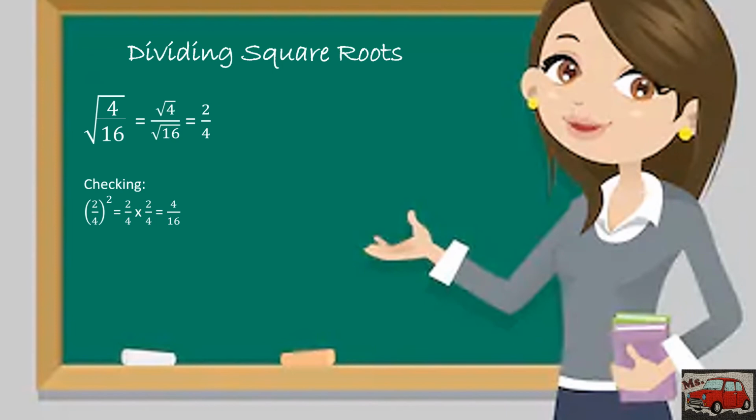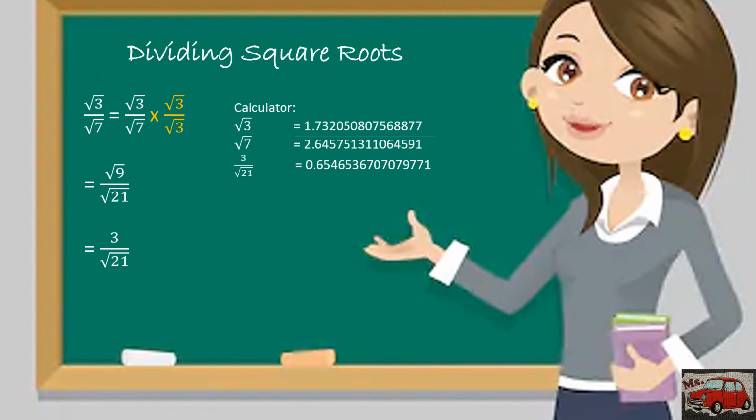Okay, so let's divide square roots. In this case, I have the square root of 4 over 16. Okay? What we need to do is just break it down. So, we have square root of 4 over square root of 16. Then, we have 2 over 4, because the square root of 4 is 2 and the square root of 16 is 4. To check if our answer is correct, just reverse the process. Since the square root is 2 over 4, let's square them. So we multiply 2 over 4 by itself. 2 over 4 times 2 over 4 is equal to 4 over 16, which is the radicand of the square root that we are trying to answer.